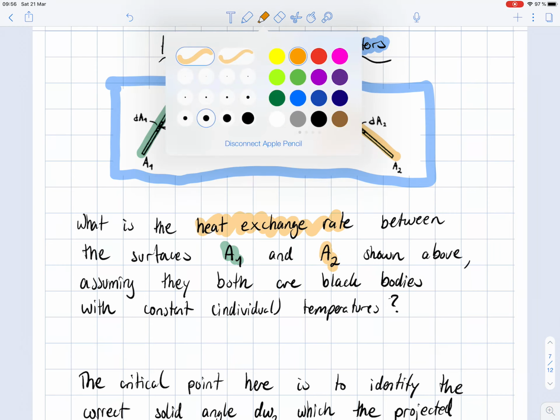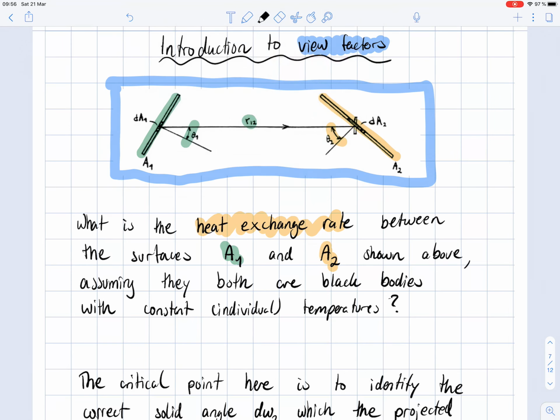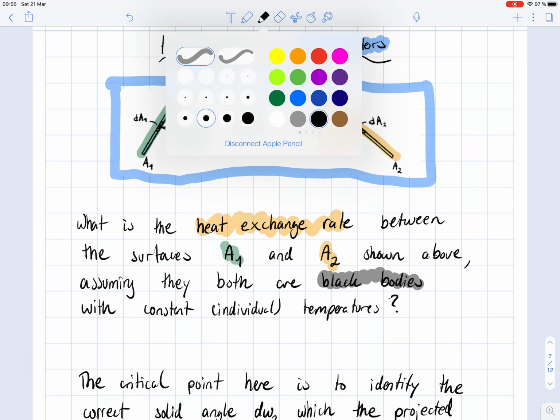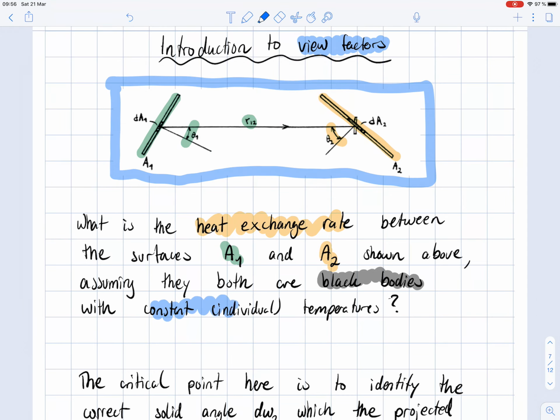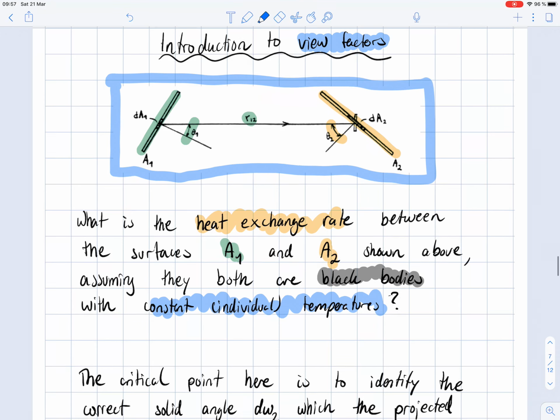assuming that they are black bodies or gray, then we will just weight it with proper emissivity, but they are semi-ideal bodies with constant individual temperatures. So again, isothermal conditions. So we're back to where we started this lecture. What will be the heat exchange rate in this general setting?